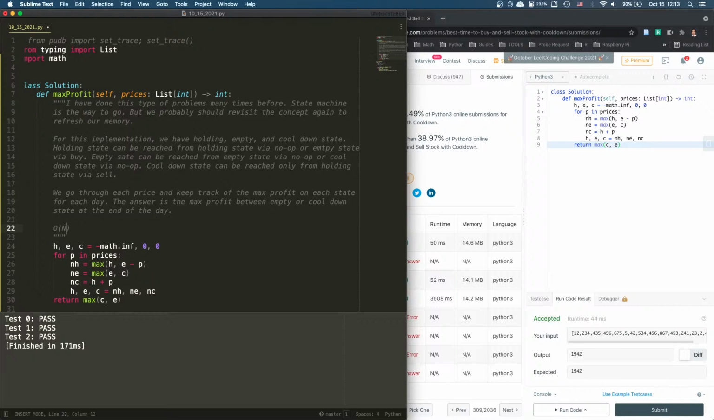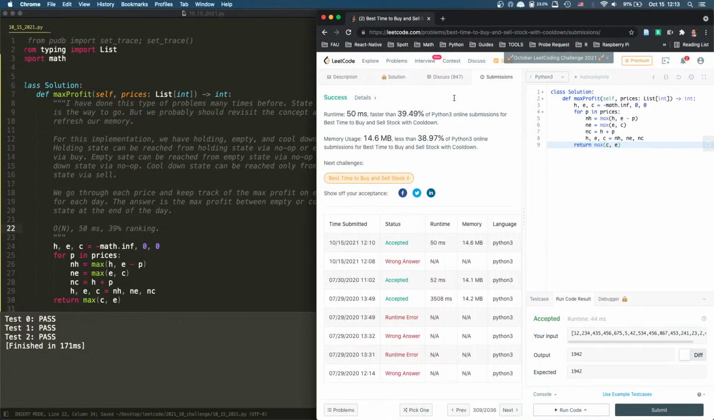So we call this O(N), and we hit 50 milliseconds, 39% ranking. These are not really important. We don't really care about these. What we care about is to relearn, right? To relearn the whole process.